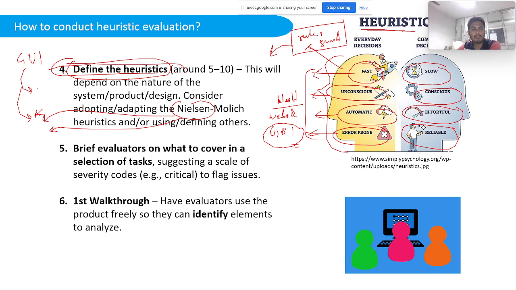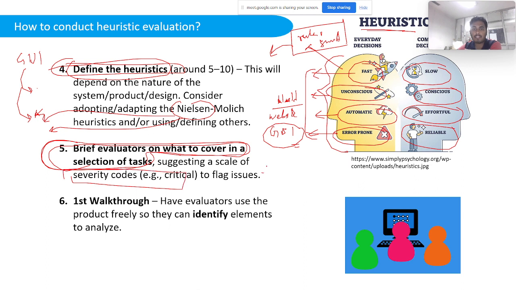That's the fourth activity. After that, you need to brief the evaluators on what they have to carry out, and you need to describe what the various system-level functionalities are that you have added and how they address the requirements. Okay, and you also have to provide them a scale to check the severity of violations, usability violations.